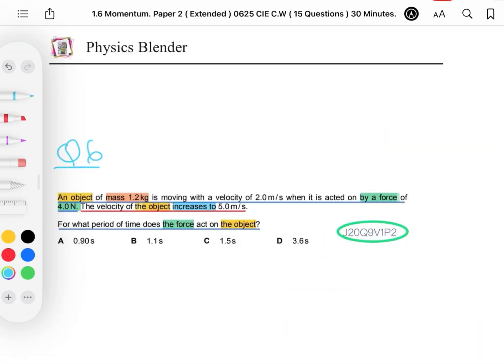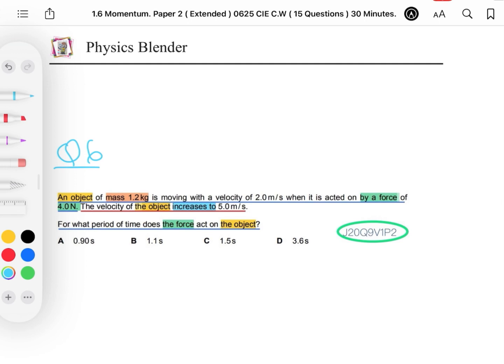An object of mass 1.2 kilogram is moving with a velocity of 2 meters per second when it's acted on by a force of 4 Newton. What happens when this force is acting on the object? The velocity of the object increases to 5 meters per second.